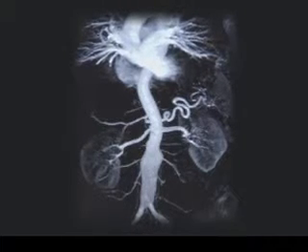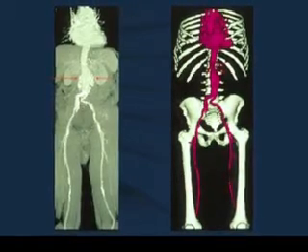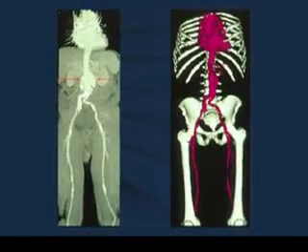However, what we currently have available to us are a number of different ways in which we can take a look at those blood vessels, which can include CT angiography, MR angiography, or ultrasound using Doppler imaging.